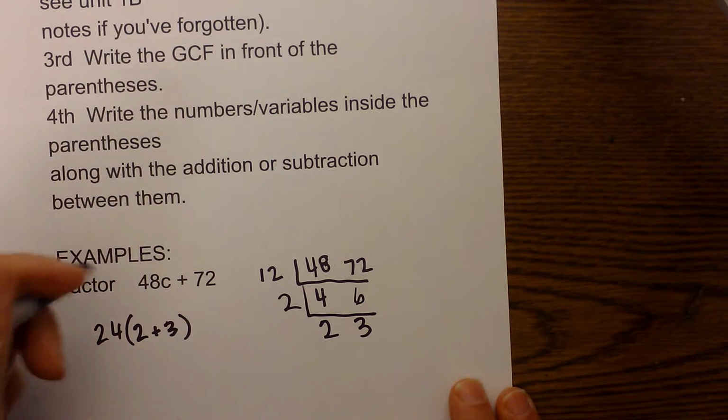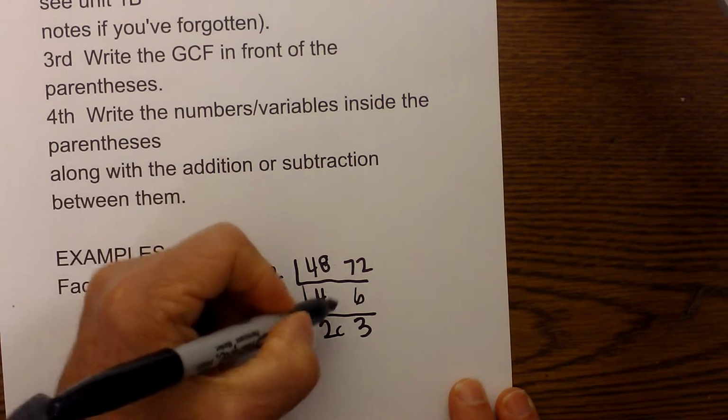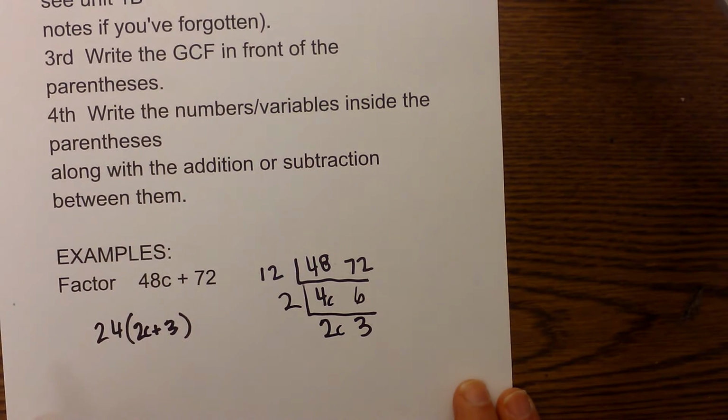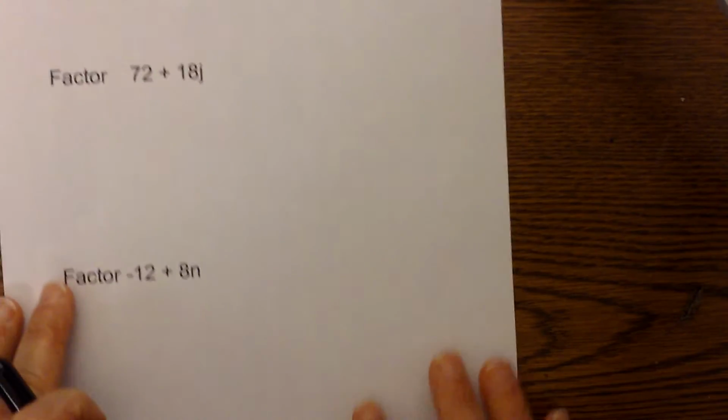But I forgot one thing. Excuse me, I left out the c. So this would be 4c plus 2c... Sorry about that. I made that slight mistake. I'll correct that on the next one. Now, let's factor the next one.